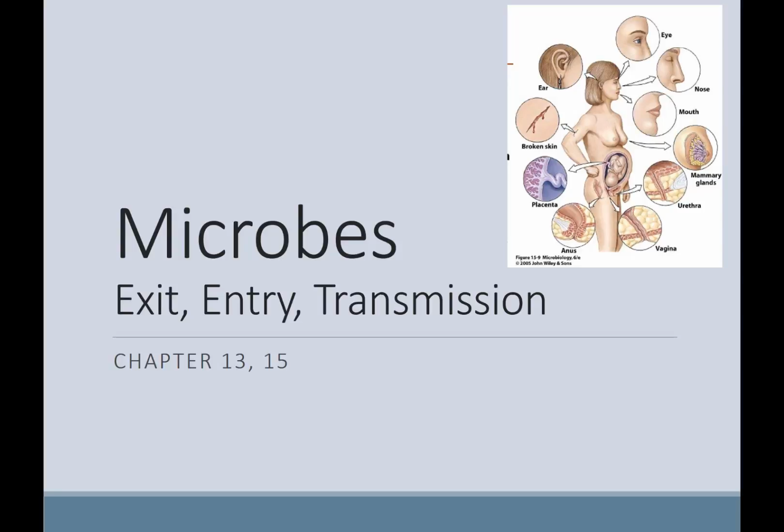All right. So now we're going to talk about chapter 13 and 15. And really, again, the objectives for these chapters is just to get an overall picture of some of the mechanisms, strategies that microbes use for exit, entry, and transmission. As you will see in the homework, it will ask you to think about these and compare and contrast some methods. And again, those will be the similar kinds of questions you have on your exam.